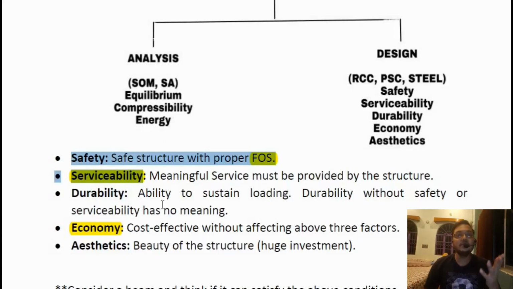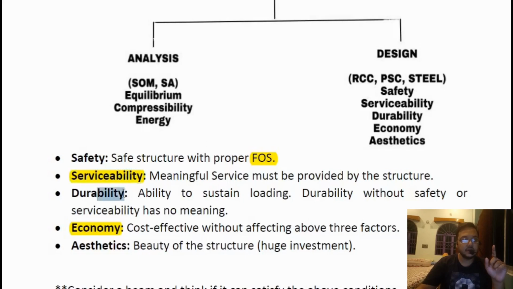So if my beam is not able to ensure the above three factors, then providing that economy again has no use. So the economy should be in such a way that the particular structural element must be cost effective, and along with the proper economy, safety, serviceability and durability shall be maintained.